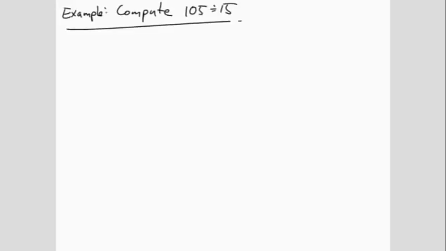Example, compute 105 divided by 15. Once again, we're just going to have to work it out. 15, 30, 45, 60, 75, 90, 105. So that's 7. 105 divided by 15 is equal to 7.